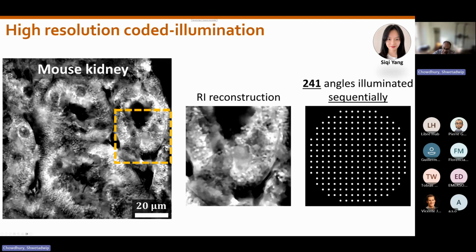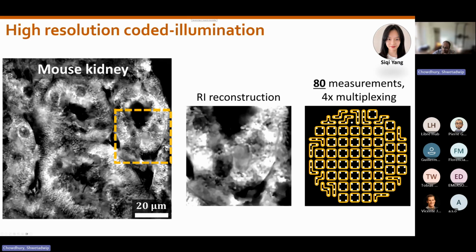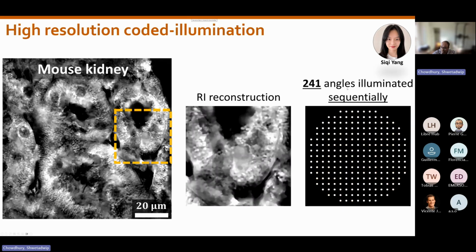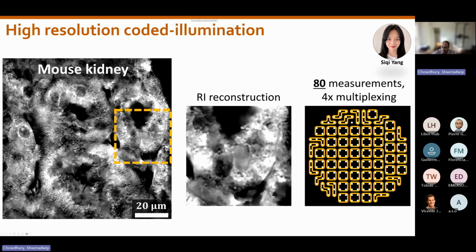And the key point here is that now that we have this new hardware system that allows us to multiplex different angles together, now we can start playing around with, can we combine these individual angles into different sets? And that's exactly what we did. What I'm showing here is us multiplexing the angles by a factor of 4. So instead of 241 measurements, now we're collecting only 80 measurements. But it still contains all the information, they're just multiplexed together.